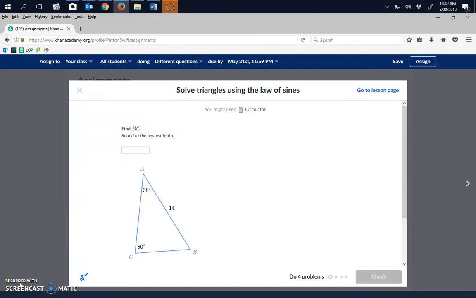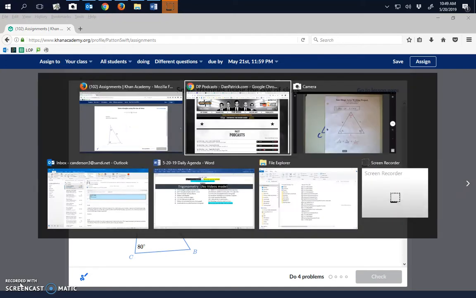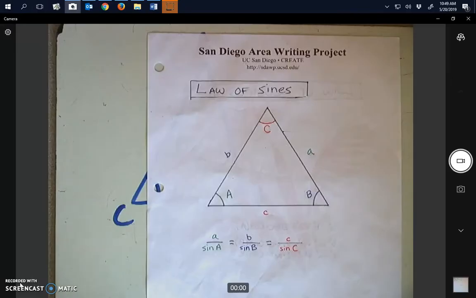All right, solve triangles using the law of sines. So you've seen sines and cosines and tangents before. That's typically only when you have a right triangle, which is an angle of 90 degrees. Not every triangle has an angle of 90 degrees. So we're going to deal with triangles that don't have a right angle.